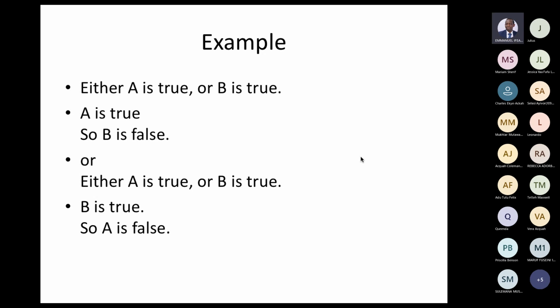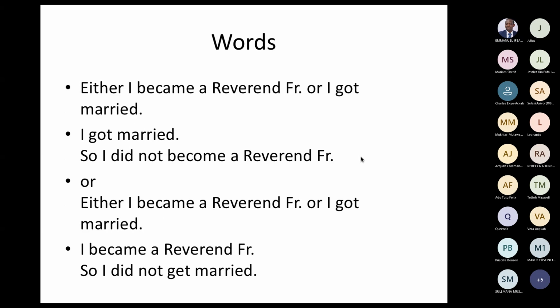Now let's put it in words. Either I became a reverend father or I got married. I got married, so I did not become a reverend father. Or either I became a reverend father or I got married. I became a reverend father, so I did not get married. So that's a disjunctive argument. That's the fourth type of valid deductive reasoning.